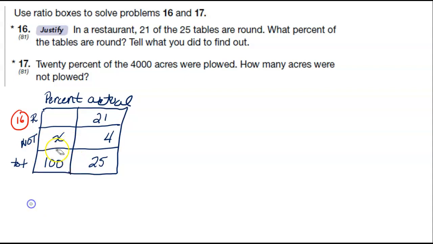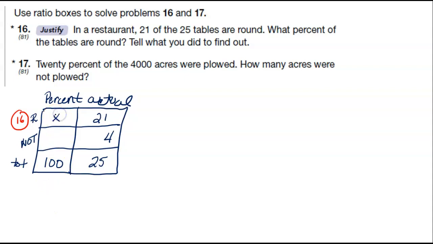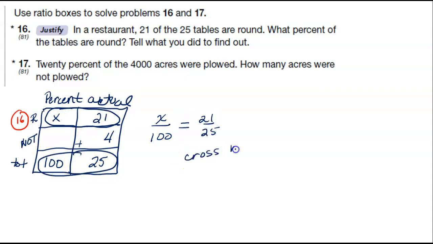Hold up. I'm just not doing well in this problem. Percent that is round. So 21 tables are round out of 25, which is the total. I know that means I have 4 that are not. So you're going to have x over 100 because you're going to use this and this. And then you're going to cross multiply and solve for x. Okay, I'm going to erase this and do 17.